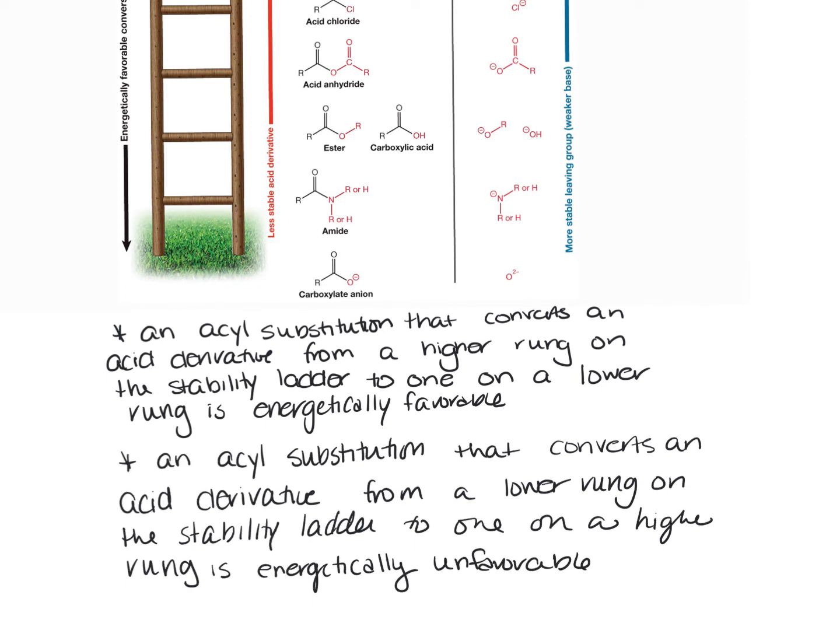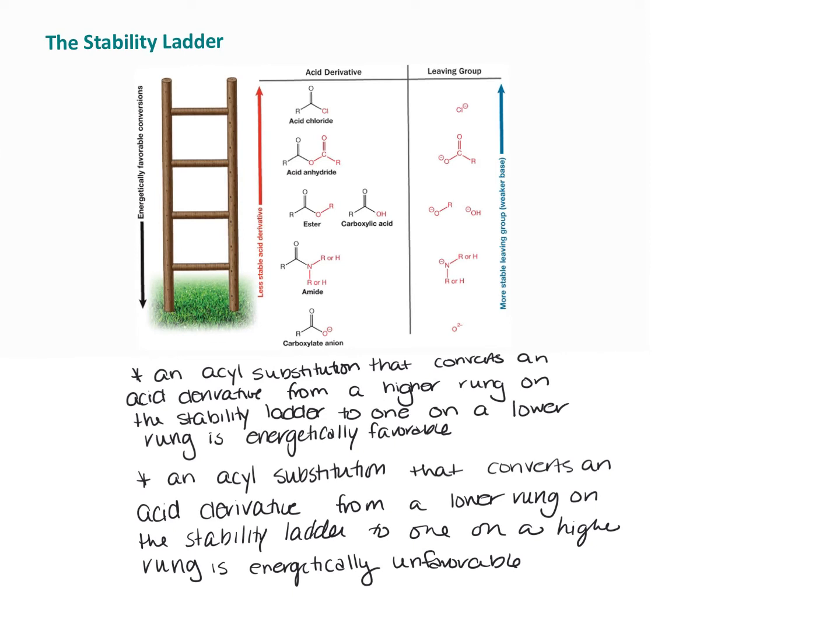Okay, and so what this means then is that an acyl chloride can react with this and turn into an acid anhydride. An acyl chloride can react with either this or this and turn into an ester or carboxylic acid. An acyl chloride can react with this and turn into an amide. But look, the acid anhydride can react with these to turn into this. They can react with this to turn into this, and so on.